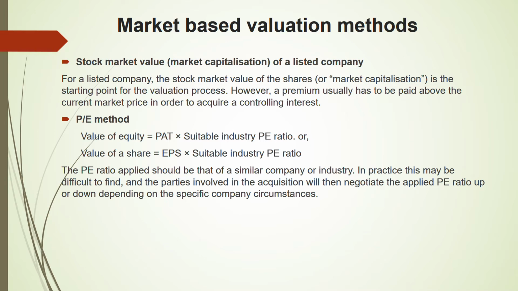Next. So PE ratio applied should be that of a similar company or industry. You cannot use a PE ratio completely from a different company, because then the PE ratio will be very high or very low depending on the risk of that company, which is not suitable to your company. So you have to see whether that company is in a similar industry. But in practice, remember, it's very difficult to find such a PE ratio because no company will be very similar to you. Maybe their capital structure will be different from you. Maybe their business risk will be different from you. Something will be different from you. So exactly as it is, you cannot take, right?